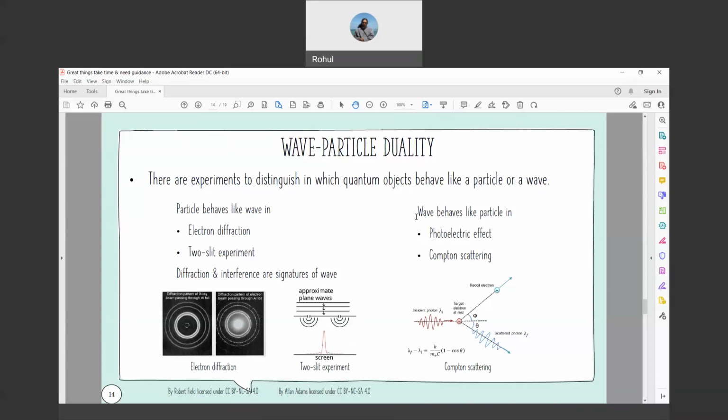Then waves behave like particles in the photoelectric effect and in Compton scattering. We have seen the photoelectric effect, where light hits a metal surface and ejects electrons. Einstein assumed that light must be a particle, a quantum of energy. Now, Compton scattering: you have an incident photon, X-ray or gamma ray, that hits an electron, and they behave like billiard balls. If you play snooker or pool, you know those must be like particles. This is what we call Compton scattering.